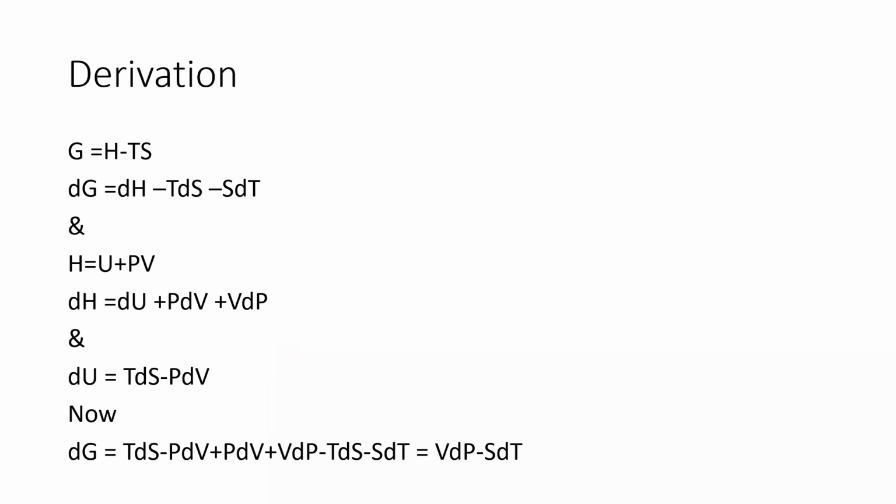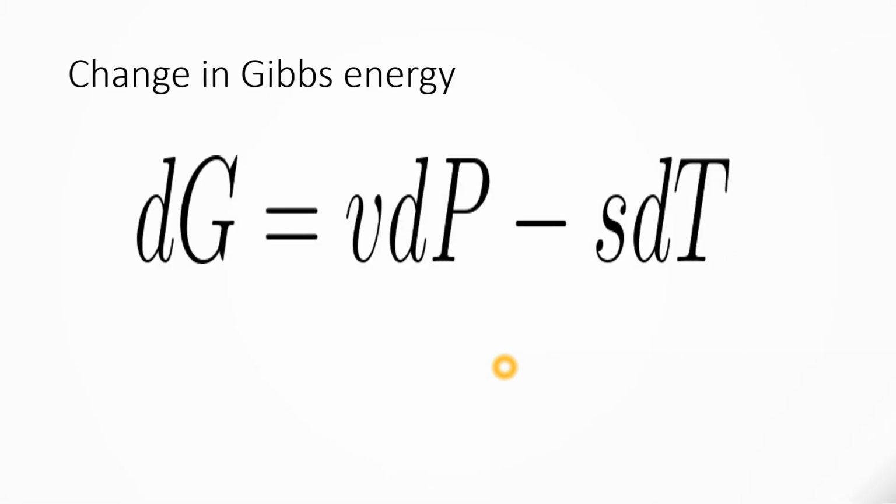Now the complete equation becomes dG = TdS - PdV + PdV + VdP - TdS - SdT. You can see the PdV terms cancel out, and the TdS terms cancel out, so we get only VdP - SdT. So from here we get the equation dG = VdP - SdT, the change in Gibbs energy.